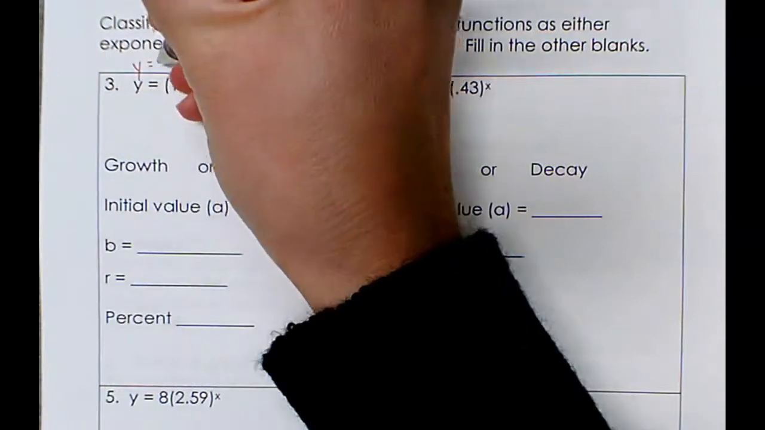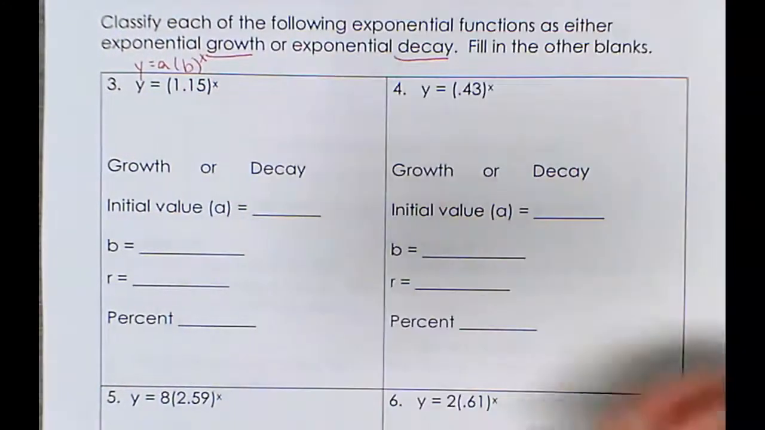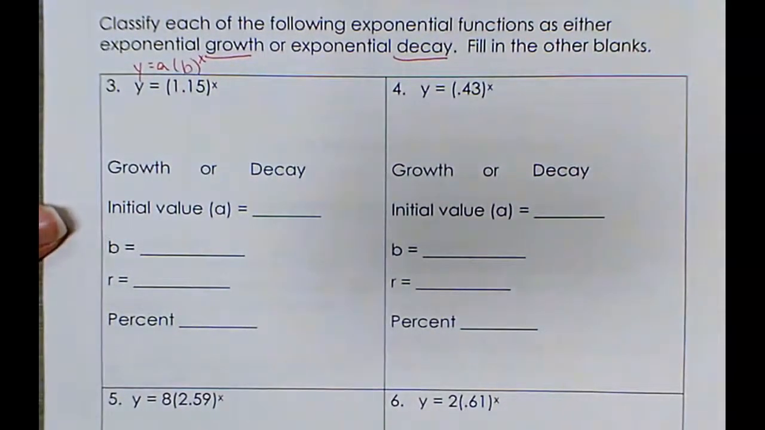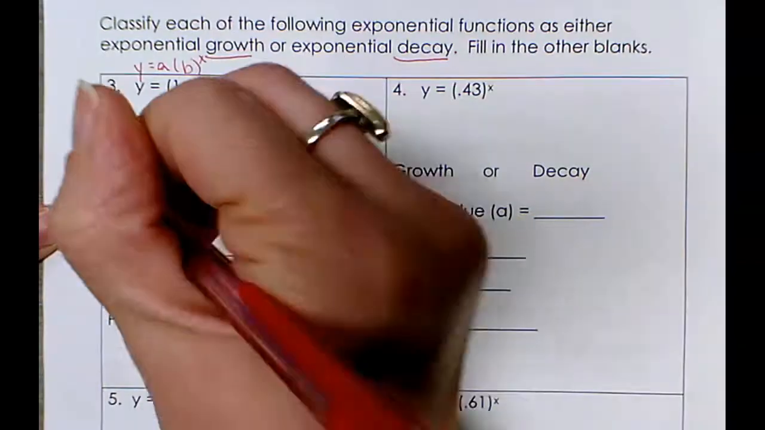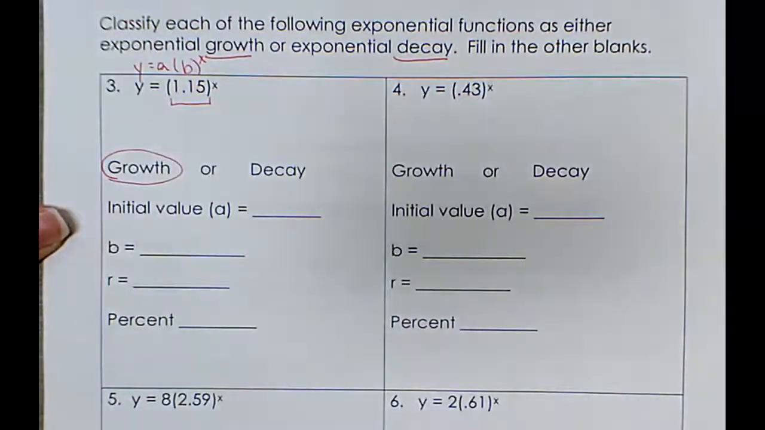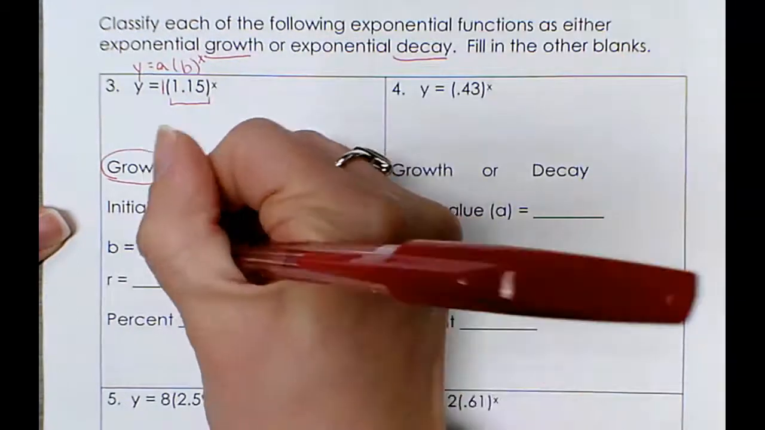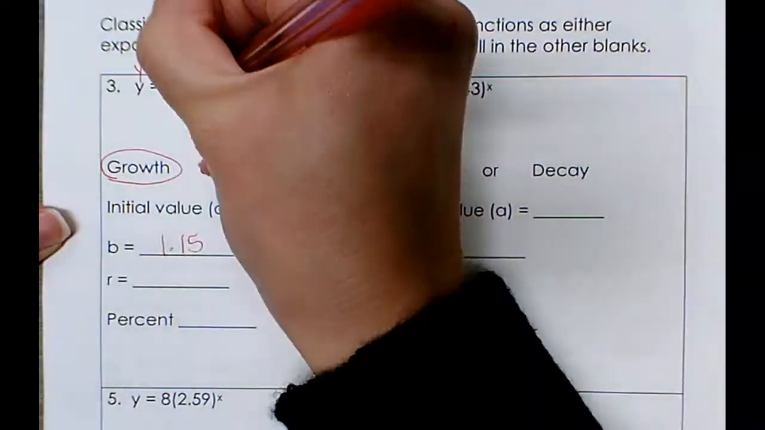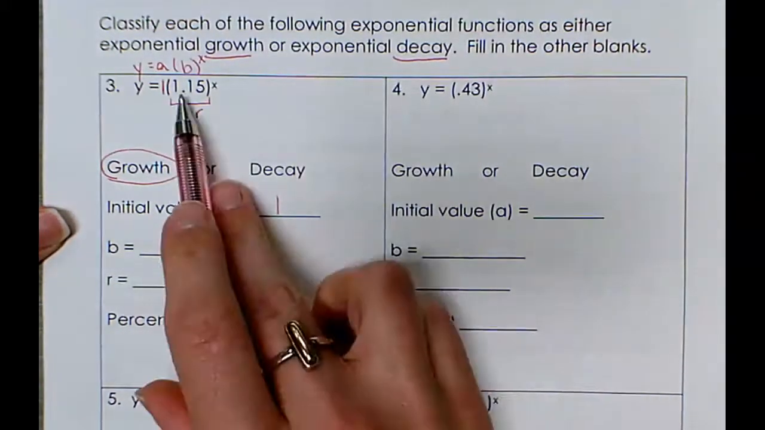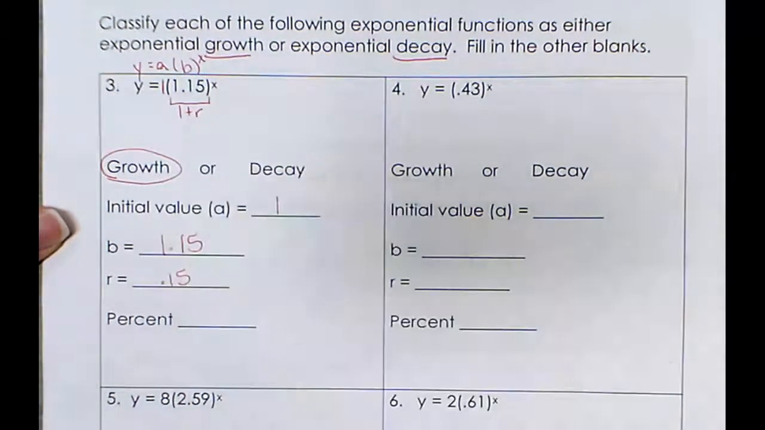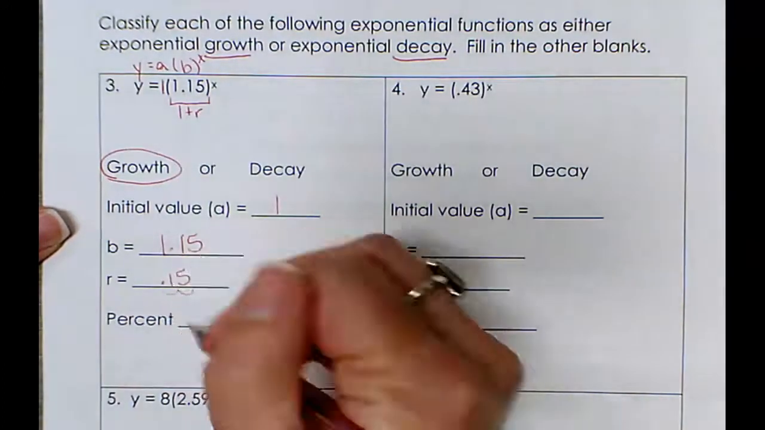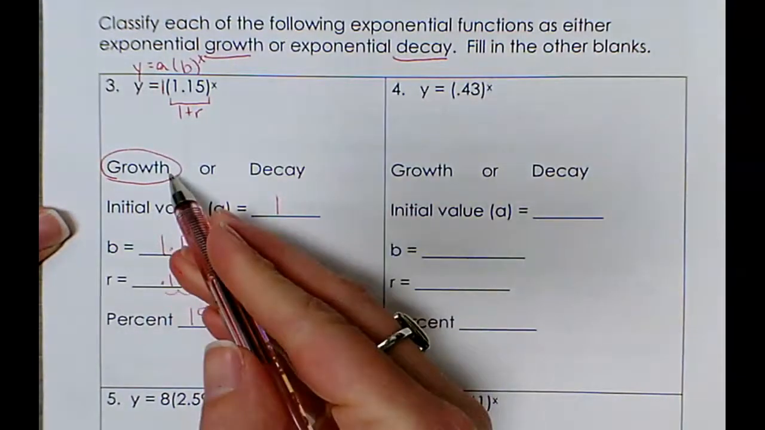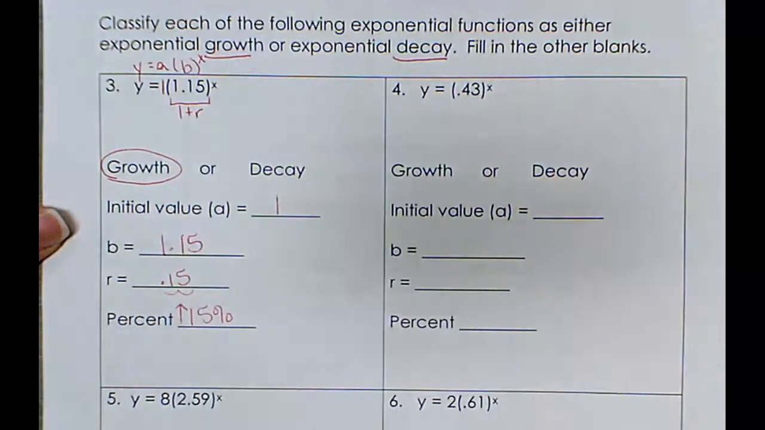it follows from y equals a times b to the power of x. I need to determine growth or decay. So I'm looking at the b value. I'm looking at whether it's more than 1 or less than 1. 1.15 is more than 1, so this is exponential growth. The initial value out in front is a 1. The b value is 1.15. The r value, the amount that I'm adding to 1 to get 1.15, is 0.15, because 1 plus 0.15 is the b value. And then the percent, if I move this twice to the right, is 15%, and it was exponential growth, so it's an increase by 15%.